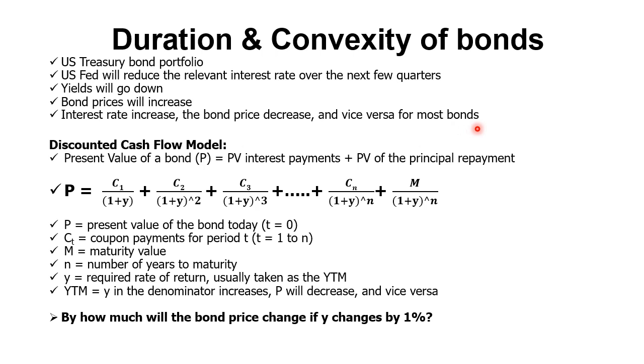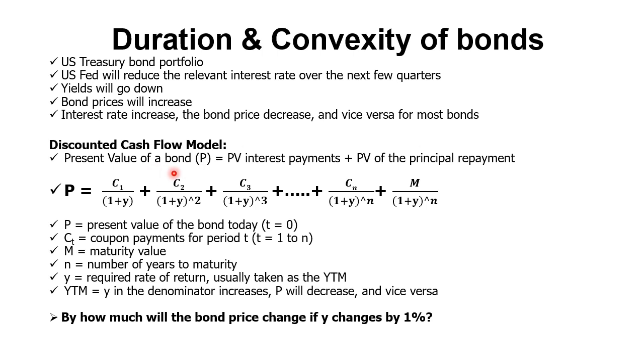This inverse relation is obvious from the discounted cash flow model used for calculating the price of a bond. According to the model, the cash flows from the bond are discounted at the required yield, usually the YTM, to get the present values of the cash flows. The sum of the present values of the cash flows is the price of the bond, which is also called the intrinsic value of the bond. The formula is as follows.